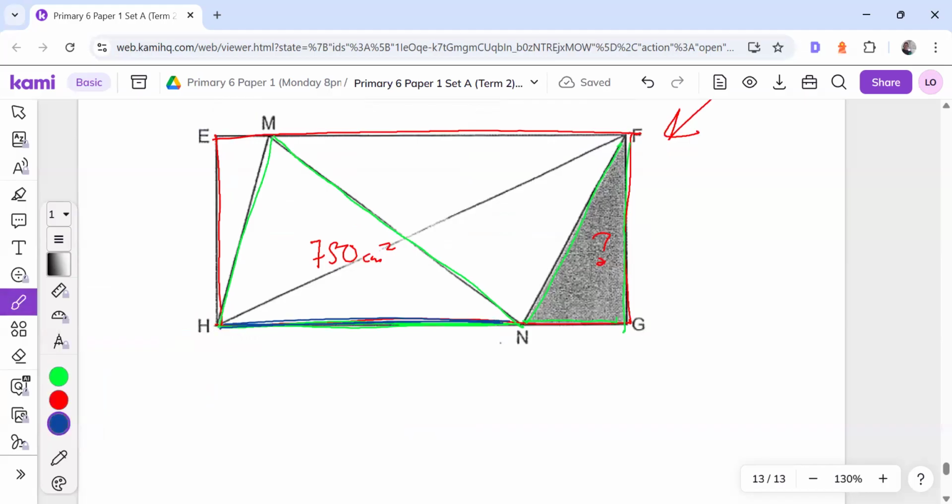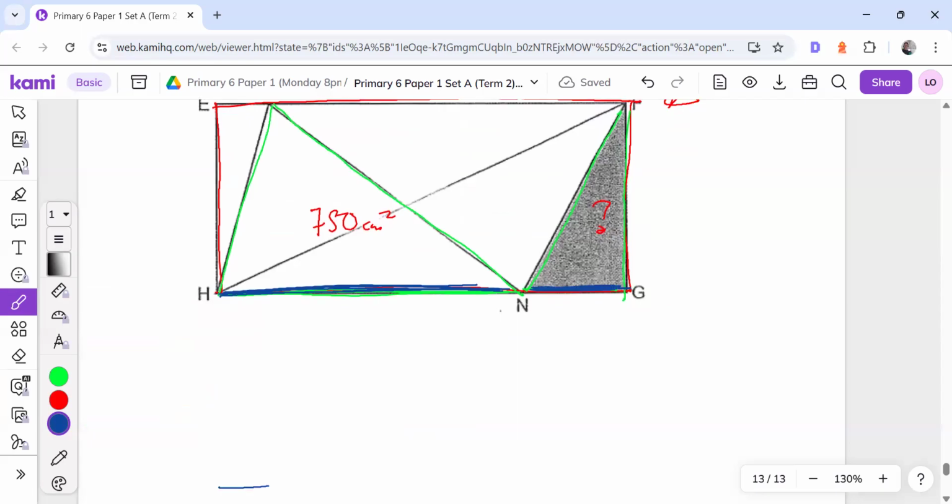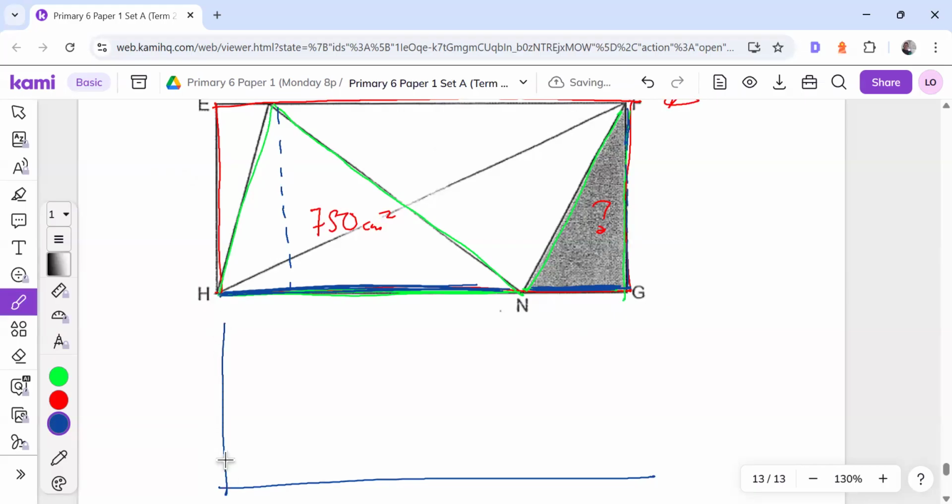The base of the bigger triangle and the base of the shaded triangle, I join them together, become a bigger base. Okay? Where's the height? The height of the green triangle is here, and the shaded triangle is also the same. So what do I do? I draw the same height, and then I form a right angle. And now I have a right angle triangle already.